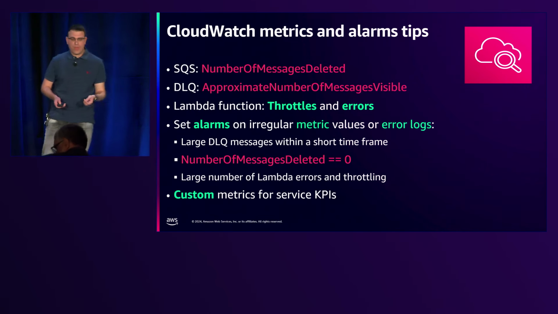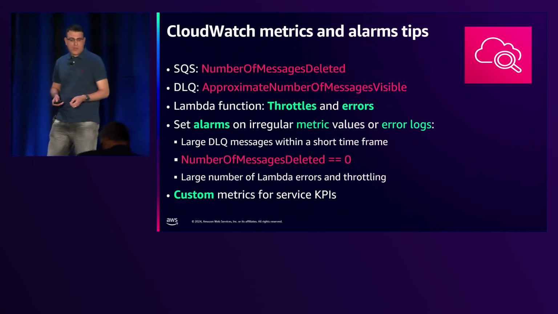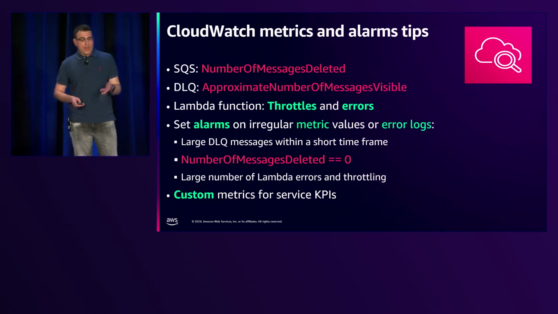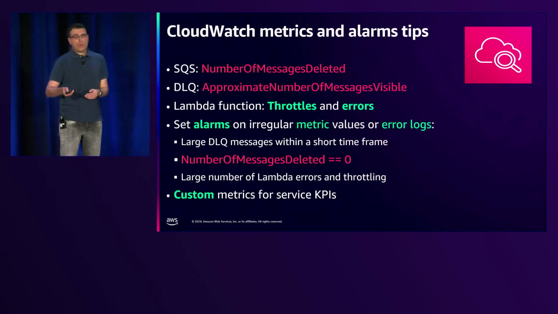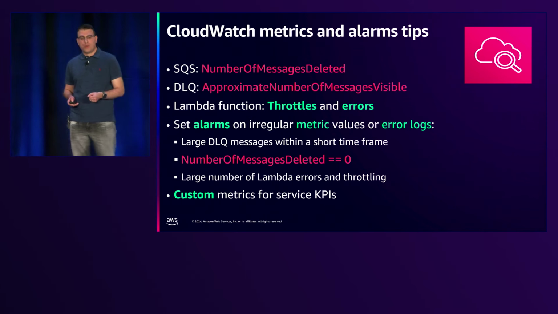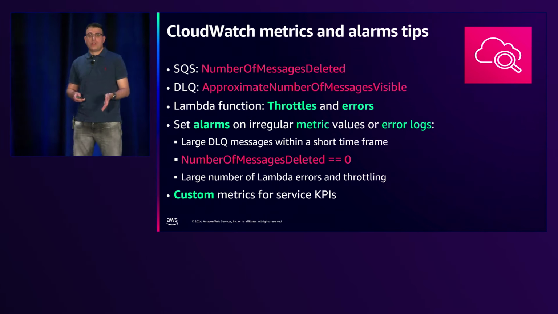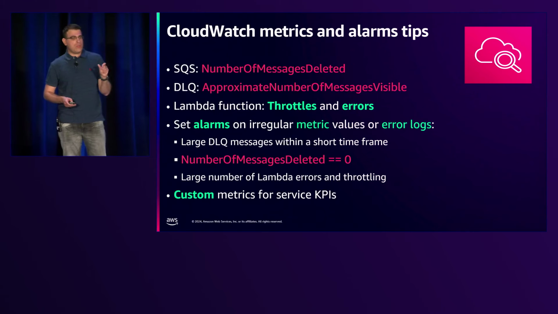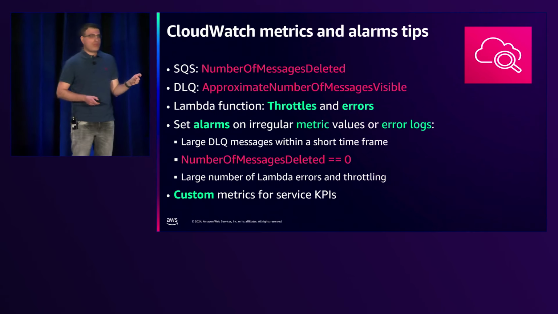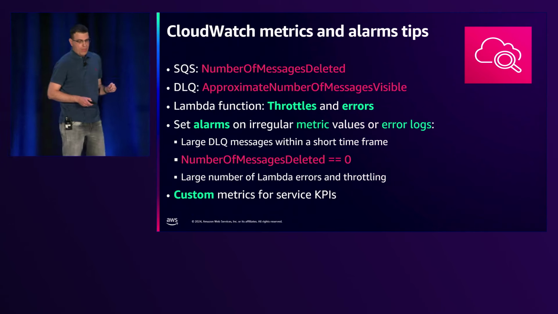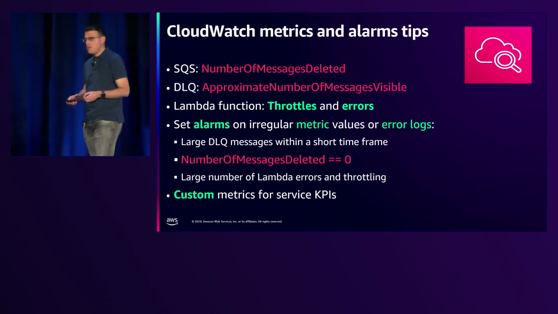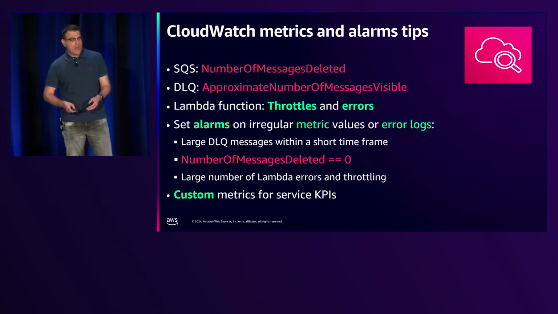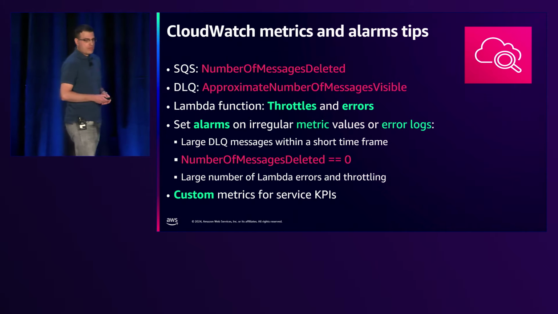Something is wrong. Lastly, you should also set alarms for other metrics like Lambda throttles or errors, which are exceptions that you didn't catch properly in your code, and for any error logs that you wrote that mark specific critical failures in your code. You should also use custom CloudWatch metrics, which are great for the product team to define any service KPIs and feature adoption and things like that.